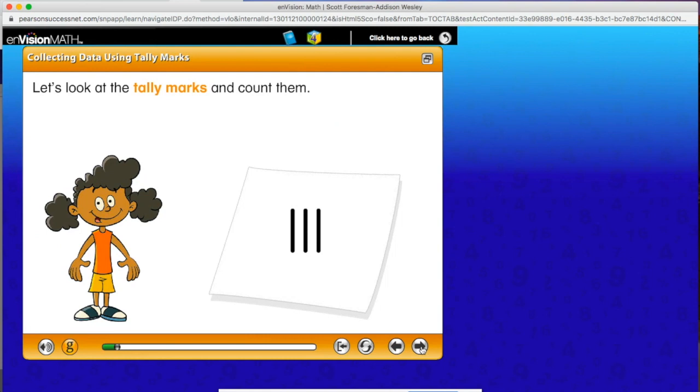Each tally mark that you make, which is just a straight line, is going to count as one piece of information. So count them with me. Ready? 1, 2, 3. How many tally marks are there? There are 3 tally marks. Each tally mark stands for one piece of information.